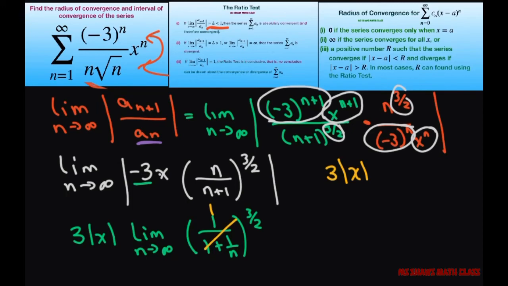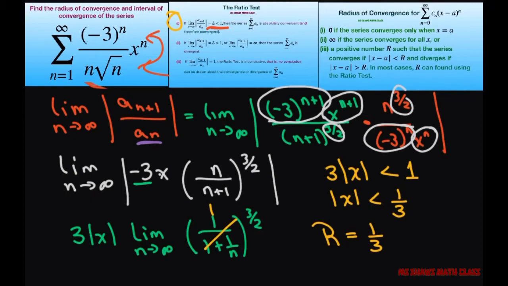Now we want this to satisfy condition 1 of the ratio test. So we want that to be less than 1. Solving for the absolute value of x, we get this as less than 1/3. So our radius of convergence is 1/3. That's that part. Now we have to find the interval of convergence.